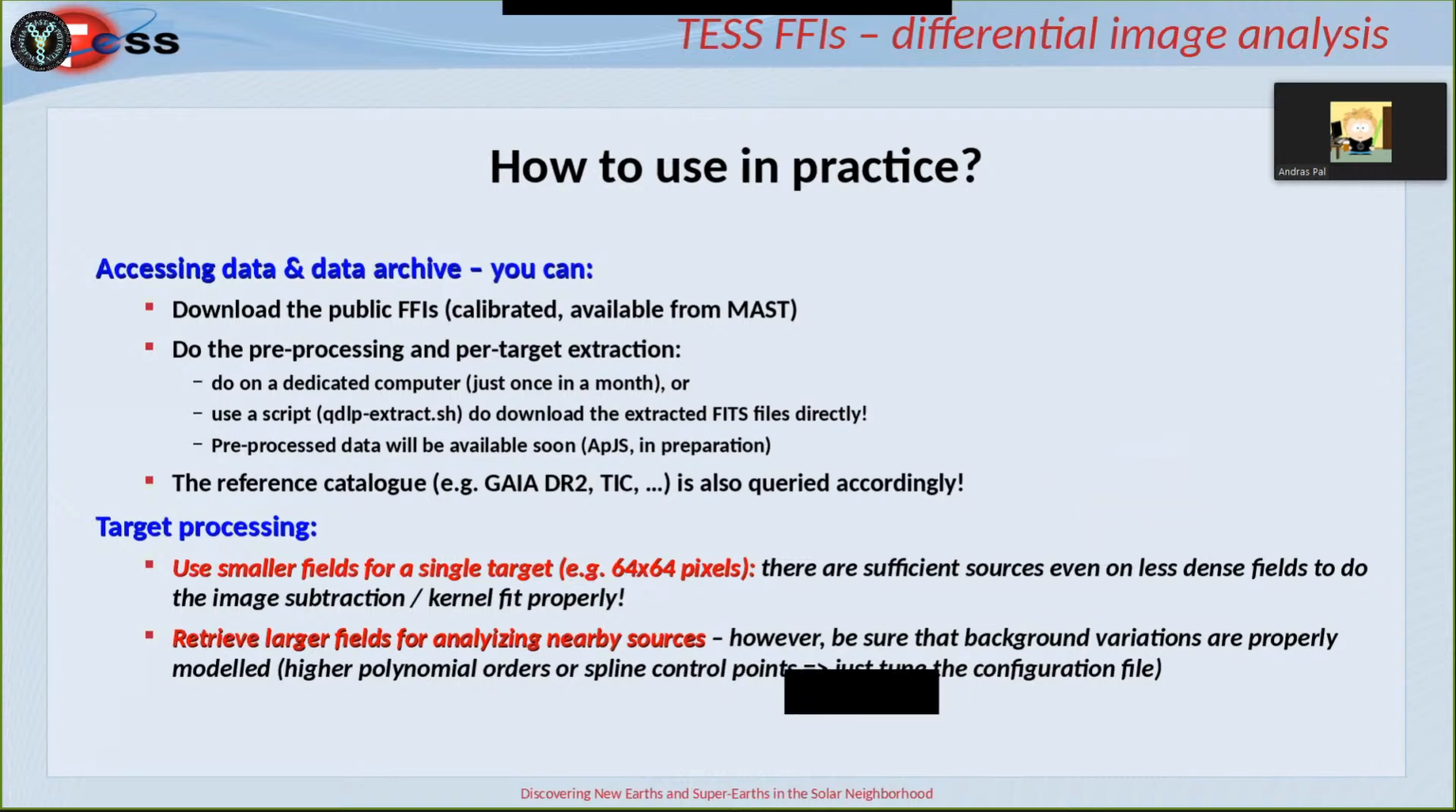Okay, and just at the end, it's also important to check whether the background variations are modeled properly, because in some cases it might be better to use higher order polynomials or spline modeling, and it all depends on the amount of stray light that you have on TESS images.